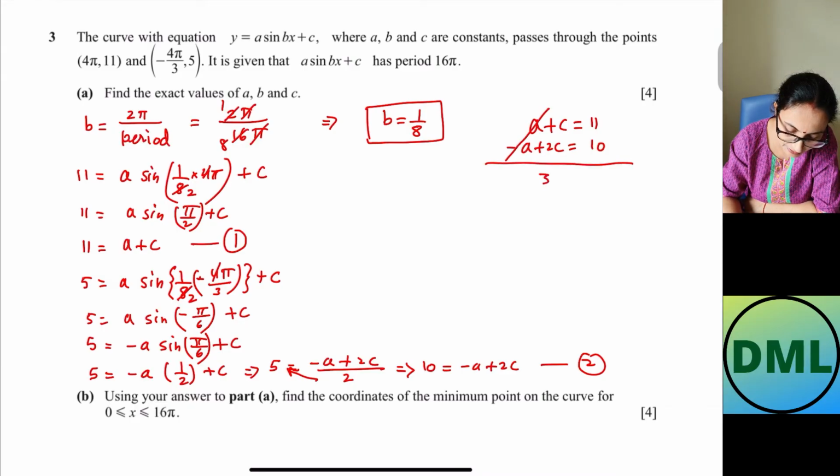2c plus c is 3c. 11 plus 10 is 21. C is equal to 21 over 3. This will give you C is equal to 7. That is the value for C.